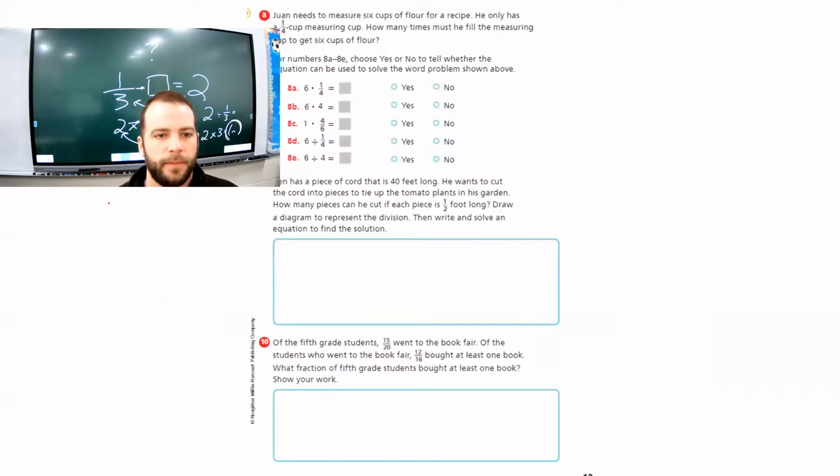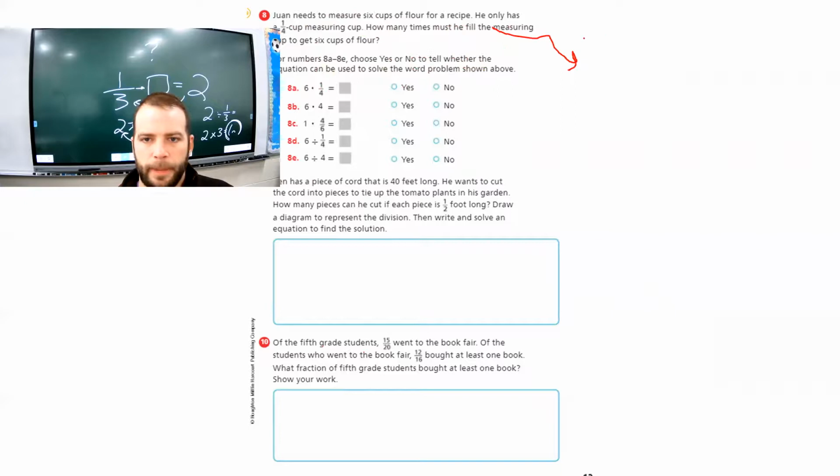Okay, well, let's go up here. Juan needs to measure 6 cups of flour for a recipe. He only has a 1/4 cup measuring cup. How many times is he going to have to fill that measuring cup to get 6 cups of flour? So, how many times is he going to have to fill it up to get 6? So it says tell yes or no to whether the equation can be used to solve the problem. So first, let's come up with our own equation, and then we'll see if that equation would work here.